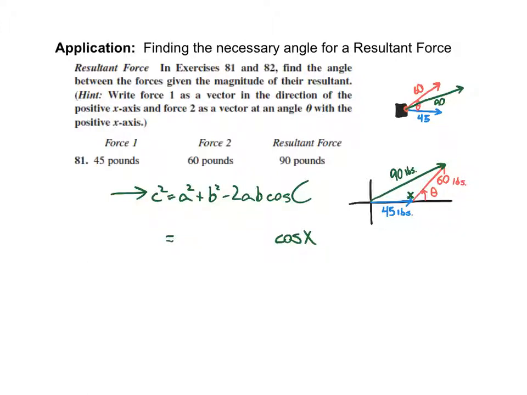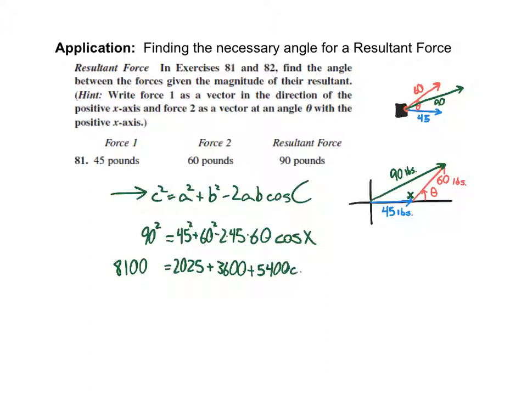Now, the key, if you remember setting this up, is that the angle that you use and this side over here, C, have to be across from each other. So which side are we putting over here? The 90. Okay, so 90 squared, and then the other two sides, it doesn't matter which one you call A and which one you call B. So 90 squared equals 45 squared plus 60 squared minus 2 times 45 times 60 cosine x. Now we just have to do some arithmetic: 90 squared is 8100, 45 squared is 2025, plus 3600, minus 2 times 45 is 90, times 60 is 5400, cosine x.